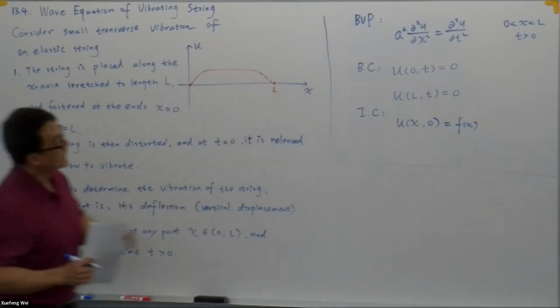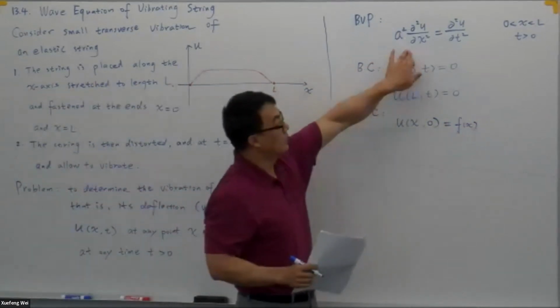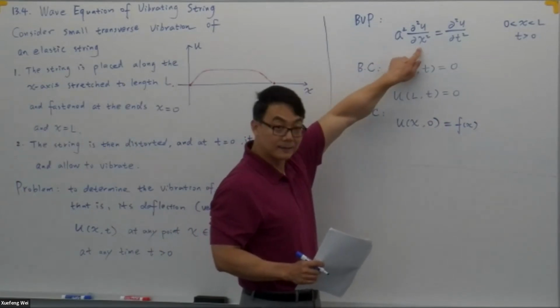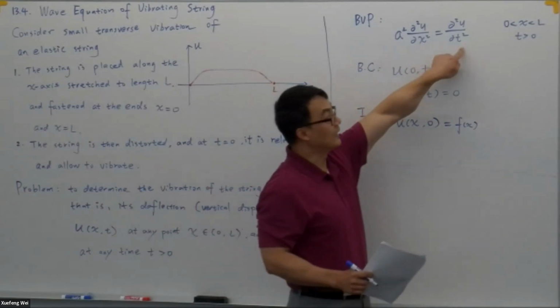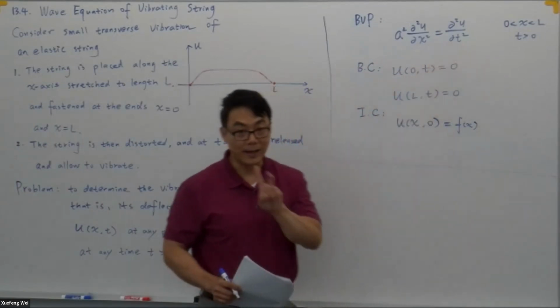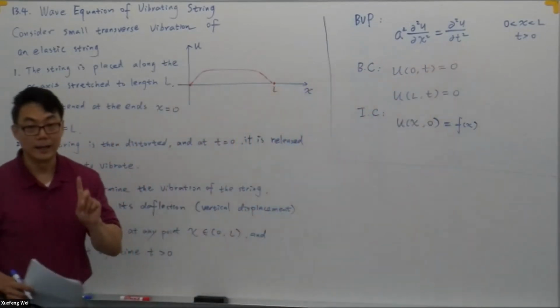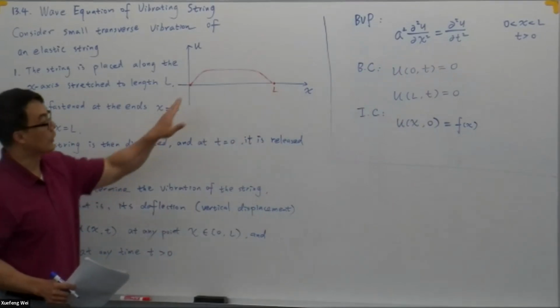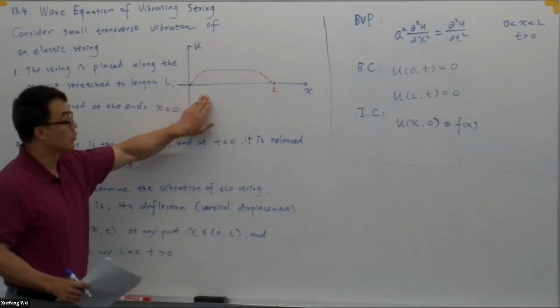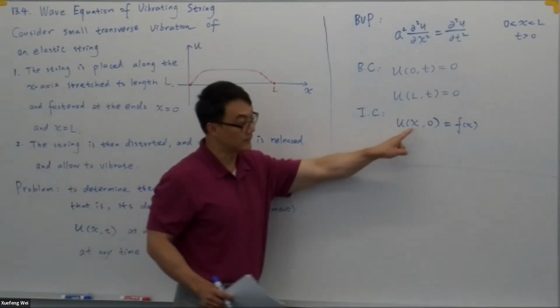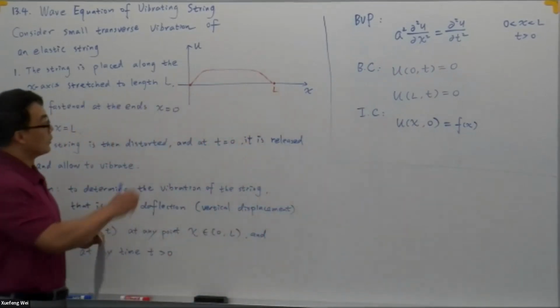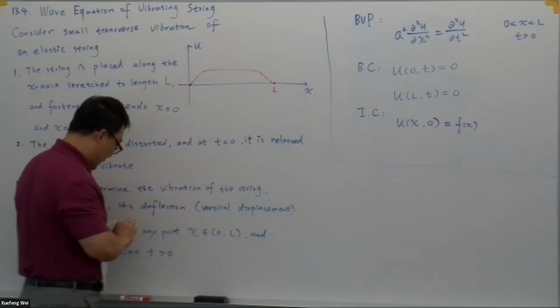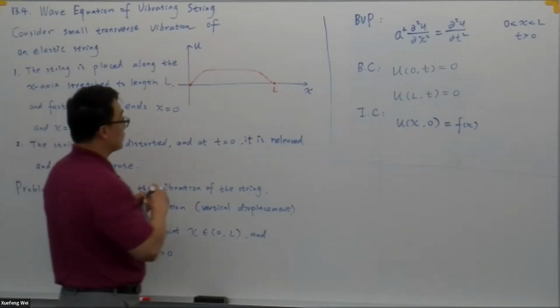Notice that this equation is second order in x, so we have two boundary conditions. It is also second order in t, so we actually require two initial conditions. One is called initial position. Another one is initial velocity, which means if you pick it up, maybe there's an initial velocity associated with it.